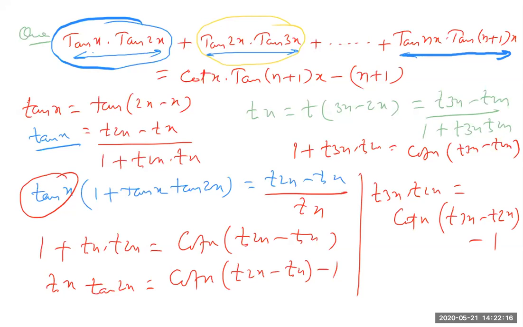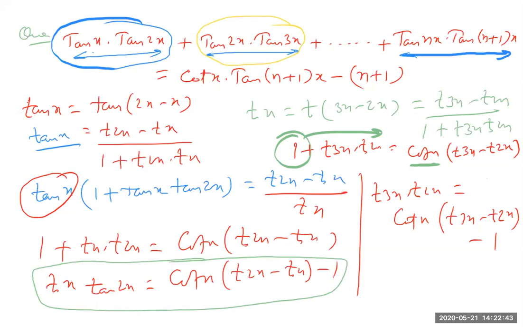This one is transferred to the right hand side: tan 3x into tan 2x is equal to cot x into (tan 3x minus tan 2x) minus 1. So you can observe these two statements. This is one statement, this is another statement. Some cyclic relationship you can get. So first note down this. If any doubt is there, I will again explain this. Otherwise, I will clean it and proceed further.